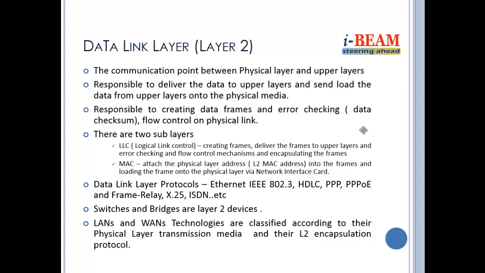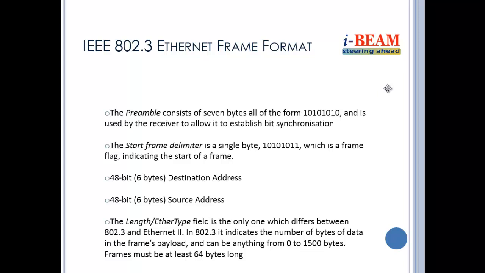Can be classified by layer 2 and layer 1. Their physical LAN and WAN will be differentiated from layer 1 and layer 2. We will talk about the IEEE 802.3 Ethernet frame format.